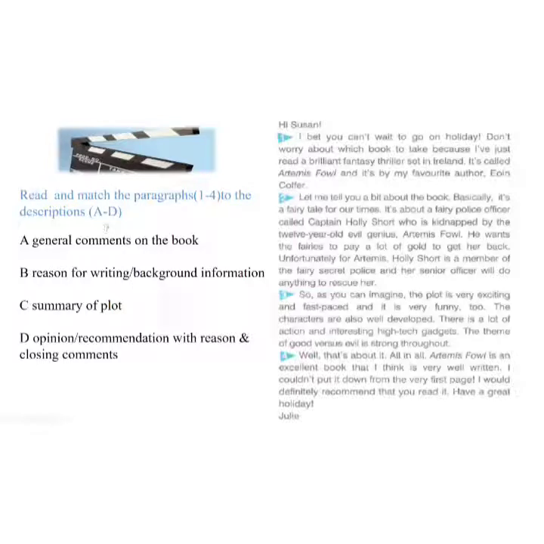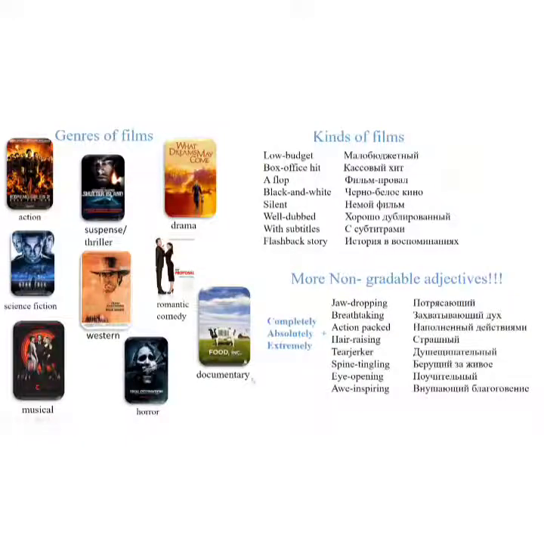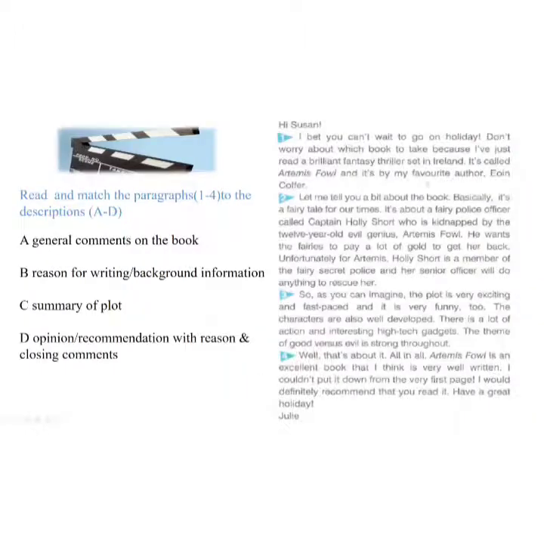Usually how we start this task, we look through the questions: general comments on the book, and give some keywords, reason for writing, background information, summary of plot, opinion and recommendation with reason, and closing comments. So if we start from the first one, try to find what the keywords presented here could be. It's like background information.